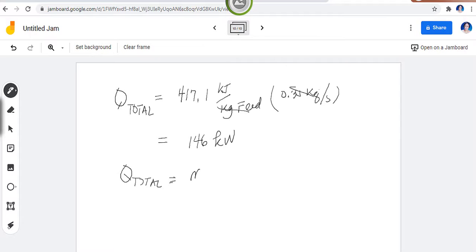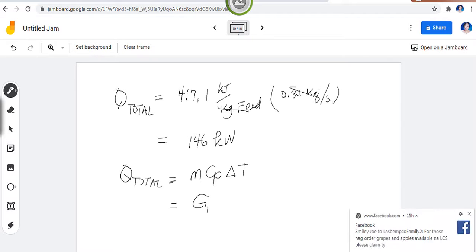So, I will place here MCp delta T. But this time, we will apply this generic formula to our problem which concerns the air already. So, your M will be the G, let's say the G1, the total mass of the air, times its Cp. We call that Cp actually, class, the humid heat of our air mixture, the dry air plus the moisture content.